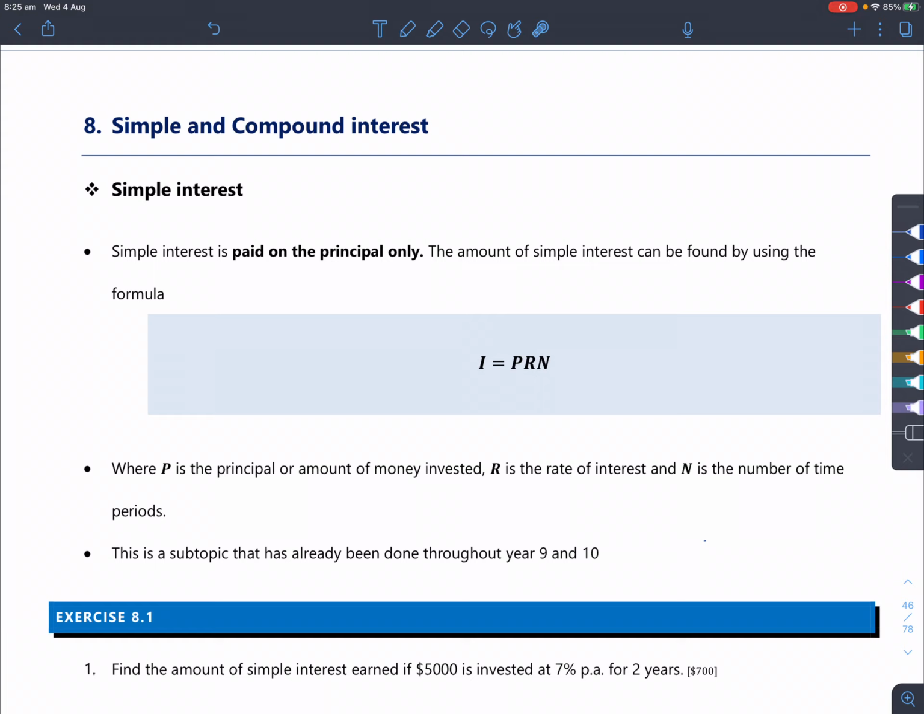So simple interest. What you've got to remember for this one is it's only paid on the principal, and simple interest is given the same amount every single time period. So let's say every year you get an extra $200, that kind of thing. The formula can be known by I is equal to PRN. You've done that before. P, remember, is the principal, or the amount of money that you invest. R is the rate of interest, and N is the number of time periods, and this ranges from per year, months, weeks, whatever.